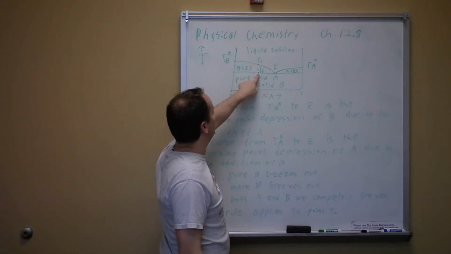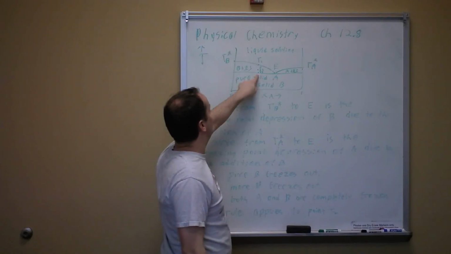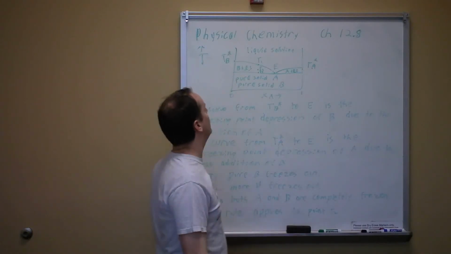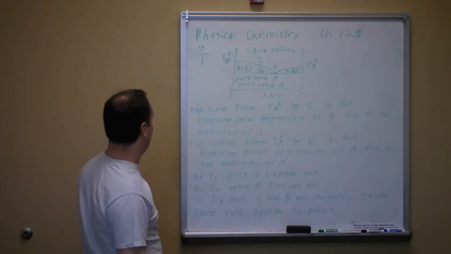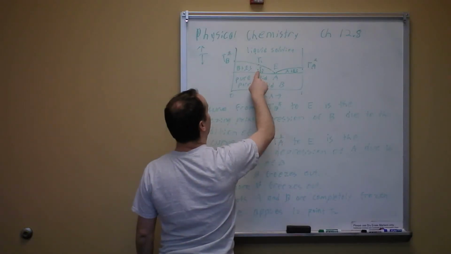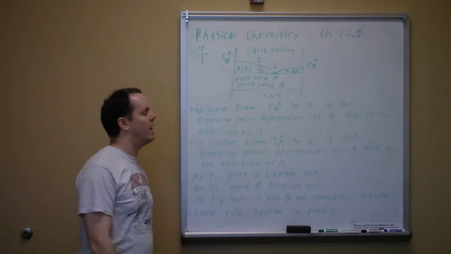Then when you come all the way down to T3, this is when everything's going to freeze. You're going to have pure B, and you follow the tie line all the way over here, you're going to get pure A also. And then if you're anywhere inside of here, like at where I showed you T2, then you can use the lever rule to do your calculations.